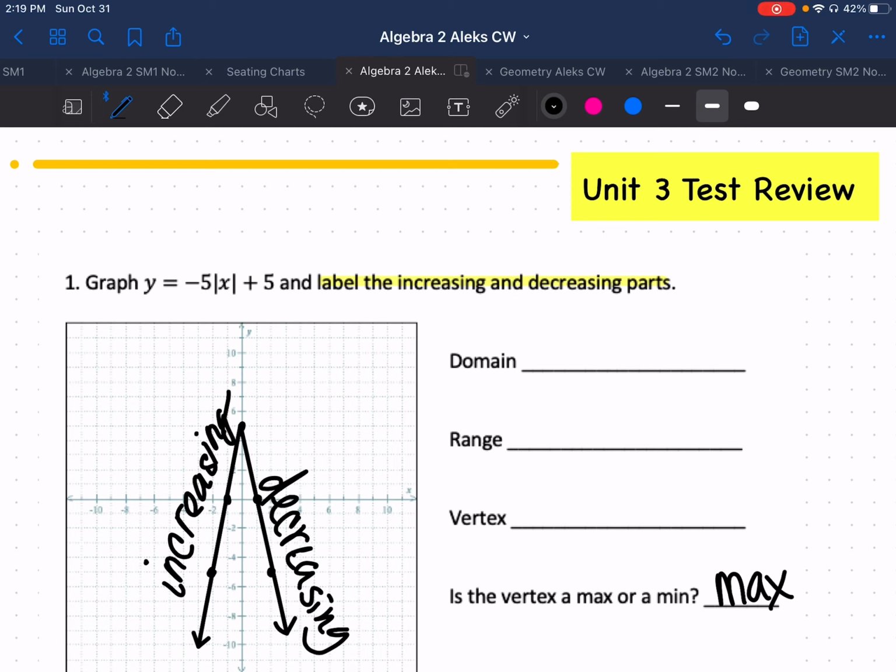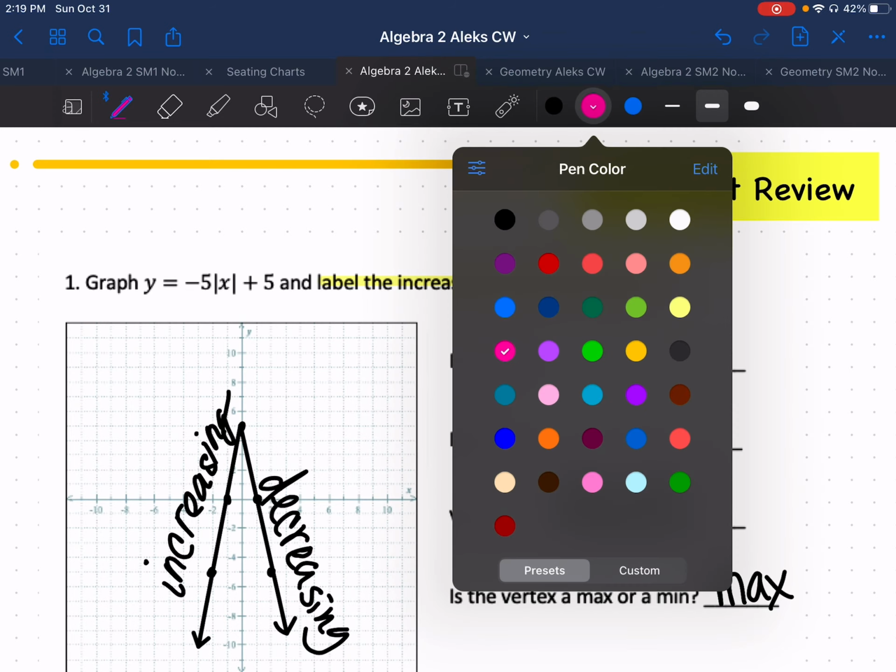Not a lot of people got that wrong on the quiz. If you did, it's because you forgot to do it. So let's go ahead and get it done as soon as you have graphed. The vertex is right here as well, which is that point 0, 5. From your vertex, it is very, very important that you know which one is the y value.